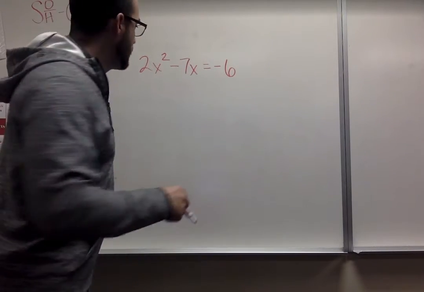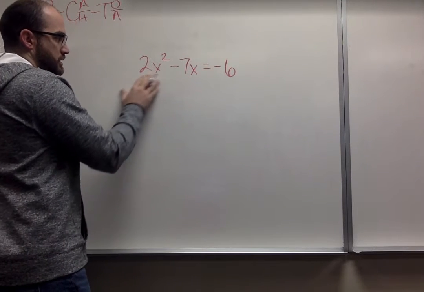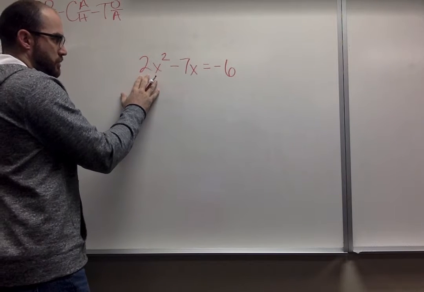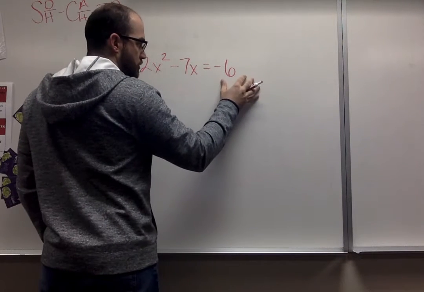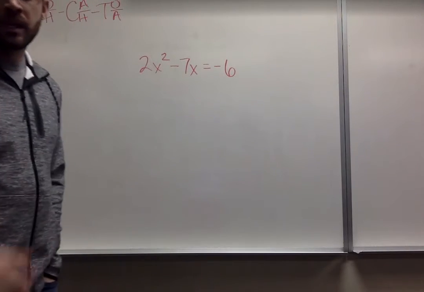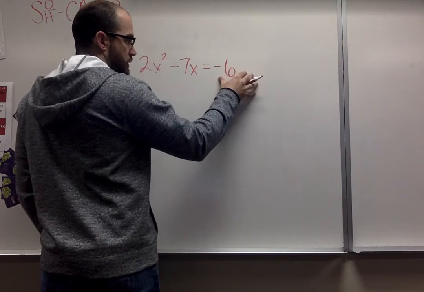So for this one, the majority of my stuff is over here on the left side. I also like having this a value, whatever is my x squared, positive, so this side's positive. So I'm going to go ahead and try to move this -6. There's only one number on the right side, so it's probably easier to move that. I'm going to move that -6 to the other side to get this set equal to 0.